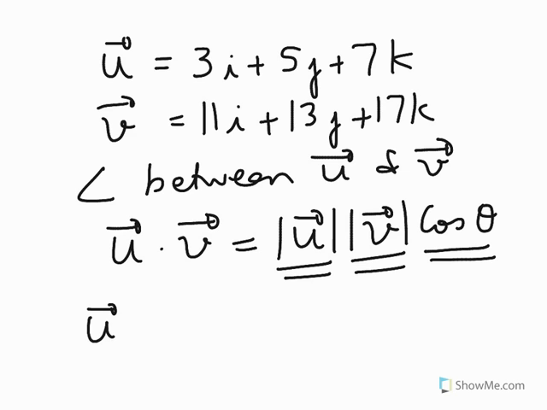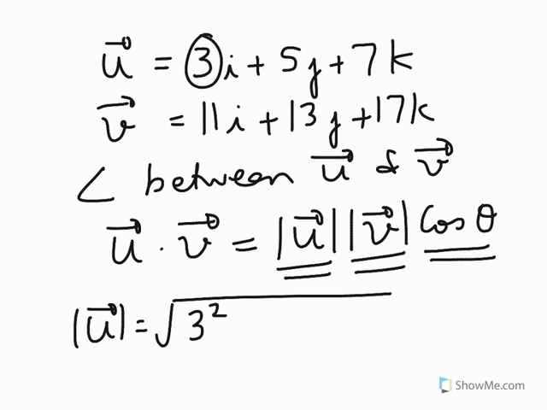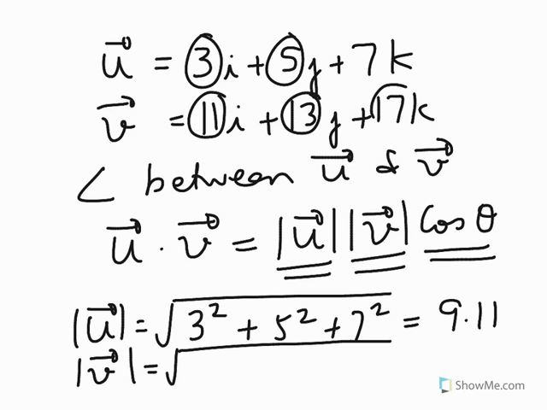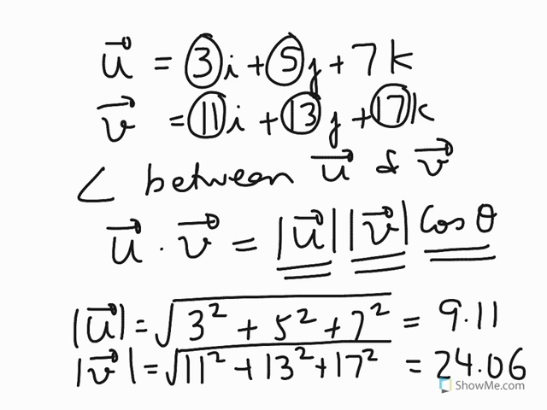So what is the magnitude of the u vector? It will be simply the square root of the square of each component, which is 3 squared plus 5 squared plus 7 squared, and that magnitude turns out to be 9.11. Let's find out what the magnitude of v is, which will be the square root of 11 squared plus 13 squared plus 17 squared, and that gives me 24.06.